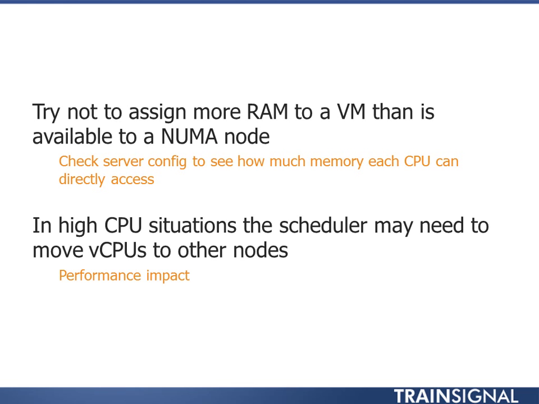In high CPU situations, the scheduler may need to move vCPUs to other nodes, which does have a performance impact. So you can go into ESXtop and see what we call NUMA locality, and see if it's having to jump across to other memory and things like that. And it's just one thing to look at.